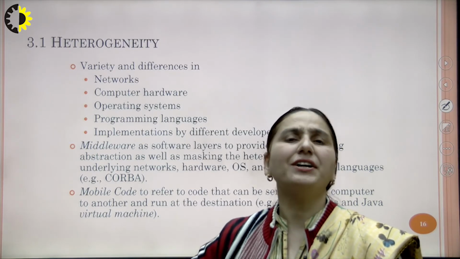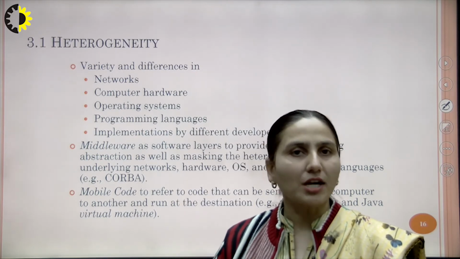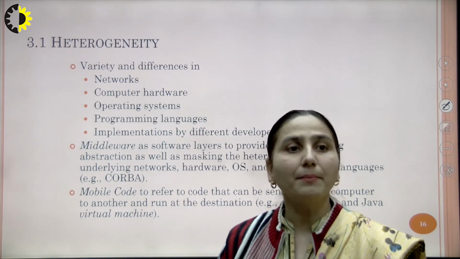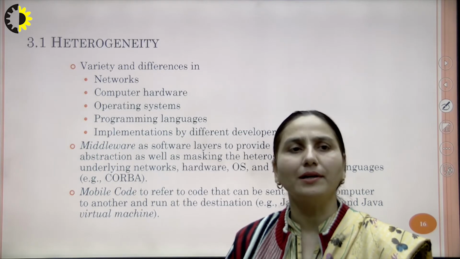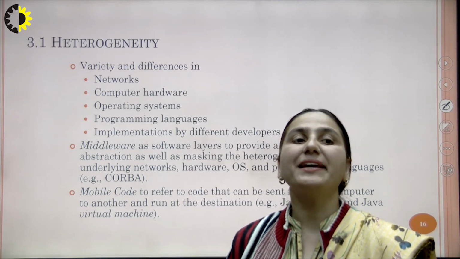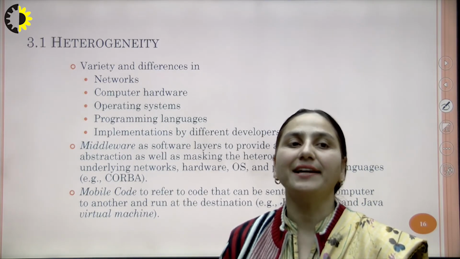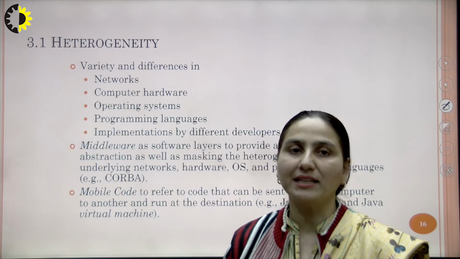We have different layers as we talk about the structure of this particular DS. We have the middleware. So what is the working of this middleware? Middleware is a software layer that provides the programming abstraction as well as masking the heterogeneity of the underlying networks, the hardware, the OS and the programming language.